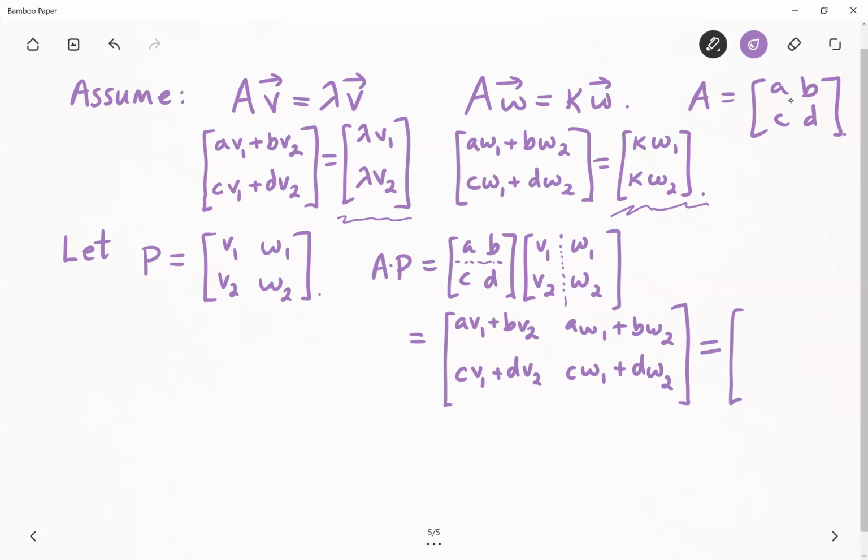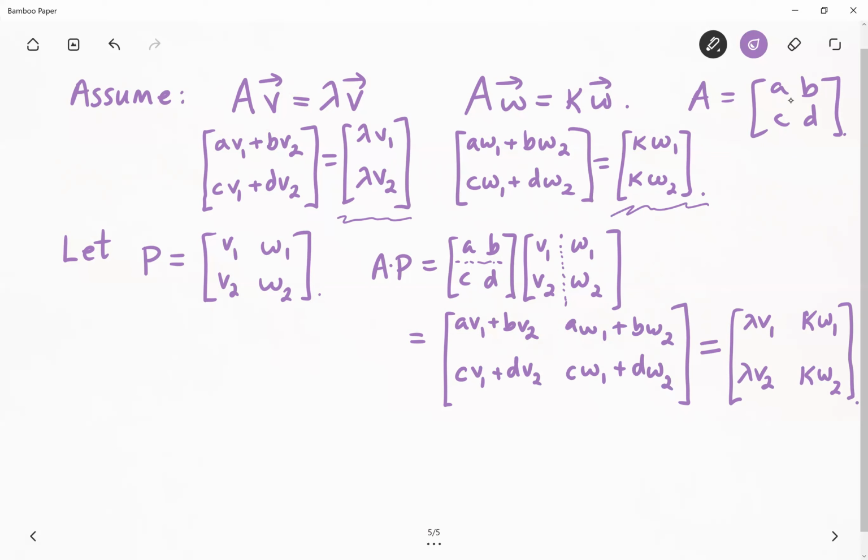A times P is the same thing as lambda V1 and lambda V2 for the first column, kappa W1 and kappa W2 on the second column. All right, so that's what A times P looks like.